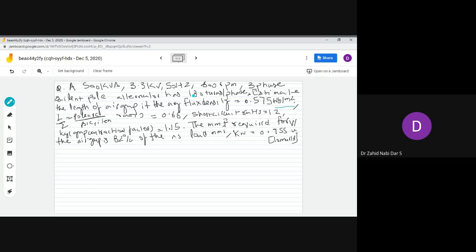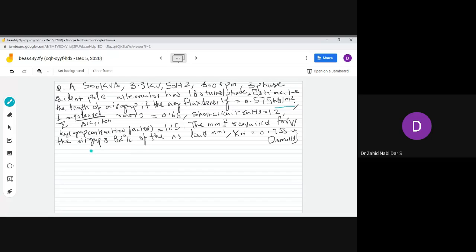The question is asking for the air gap length. Before moving to the air gap length, what are the quantities we will require? We just now saw the formula for the air gap length. We need 0.8 into, but here they mention the MMF required for the air gap is 82%, so we cannot write 0.8, it has to be 0.82. So in the formula we have to write 0.82.